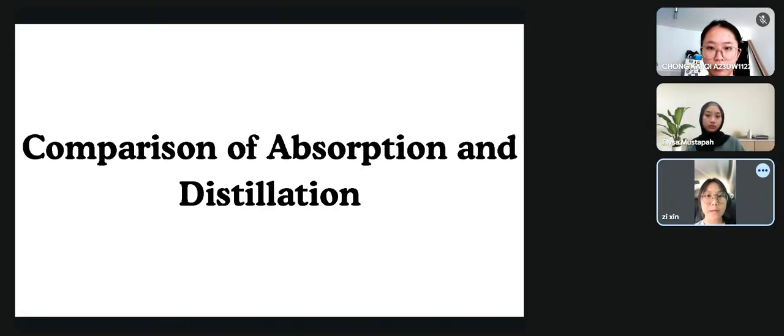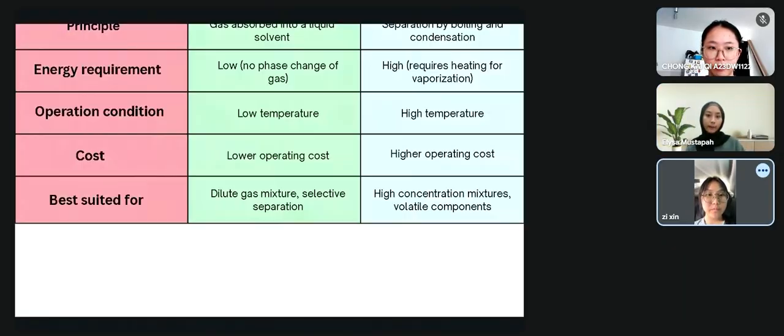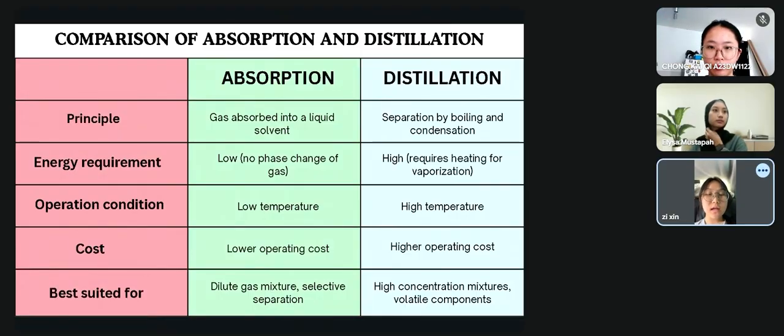Now is for comparison of absorption and distillation. For absorption, the principle is gas is absorbed into a liquid solvent. It usually requires low energy because there is no phase change of the gas. The operation happens at low temperature, which means it's more energy efficient and has lower operating cost.